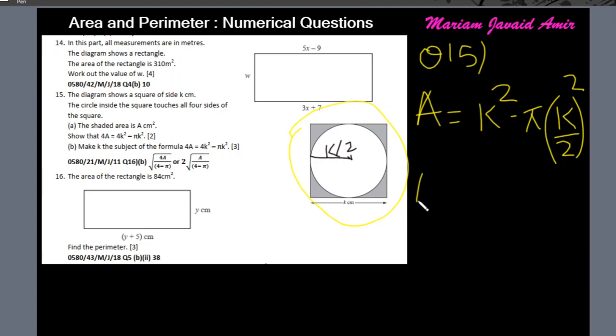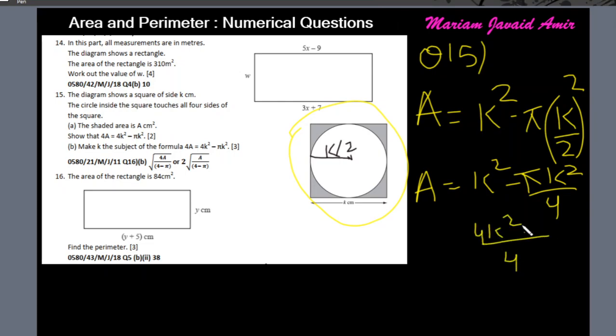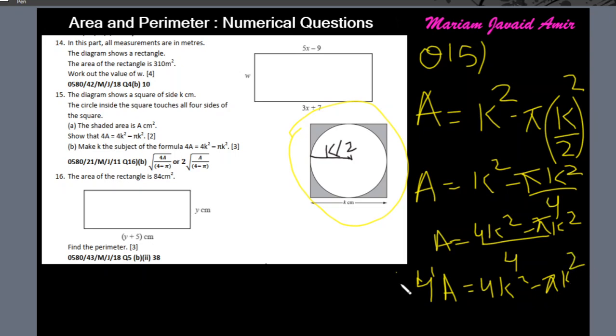So let's simplify this. We get k square minus pi k square over 4. Now take LCM and I'll get 4k square minus pi k square, so equals A. Take 4 to the other side. This becomes 4A equals 4k square minus pi k square. So we got this required equation.